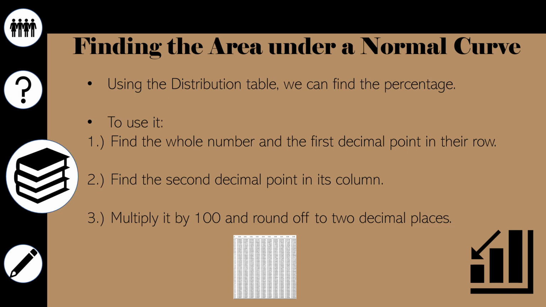To use it, we have to find the whole number and the first decimal point in their row. This means in our example, which is Z equals 1.46, these two are the rows. These two we need to find in the first column, which contains the rows, and then find the second decimal point in its column. The second decimal point is usually found at the end.